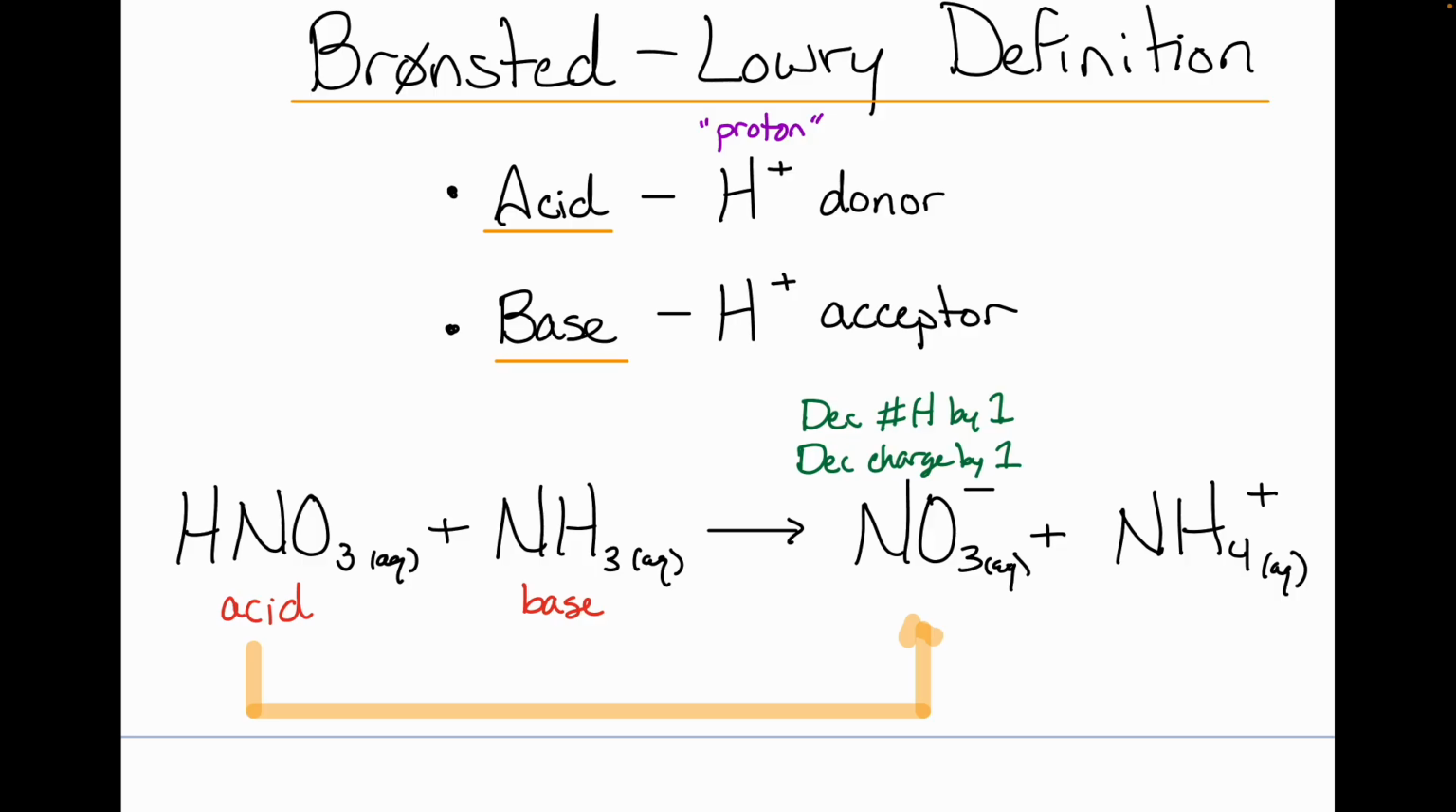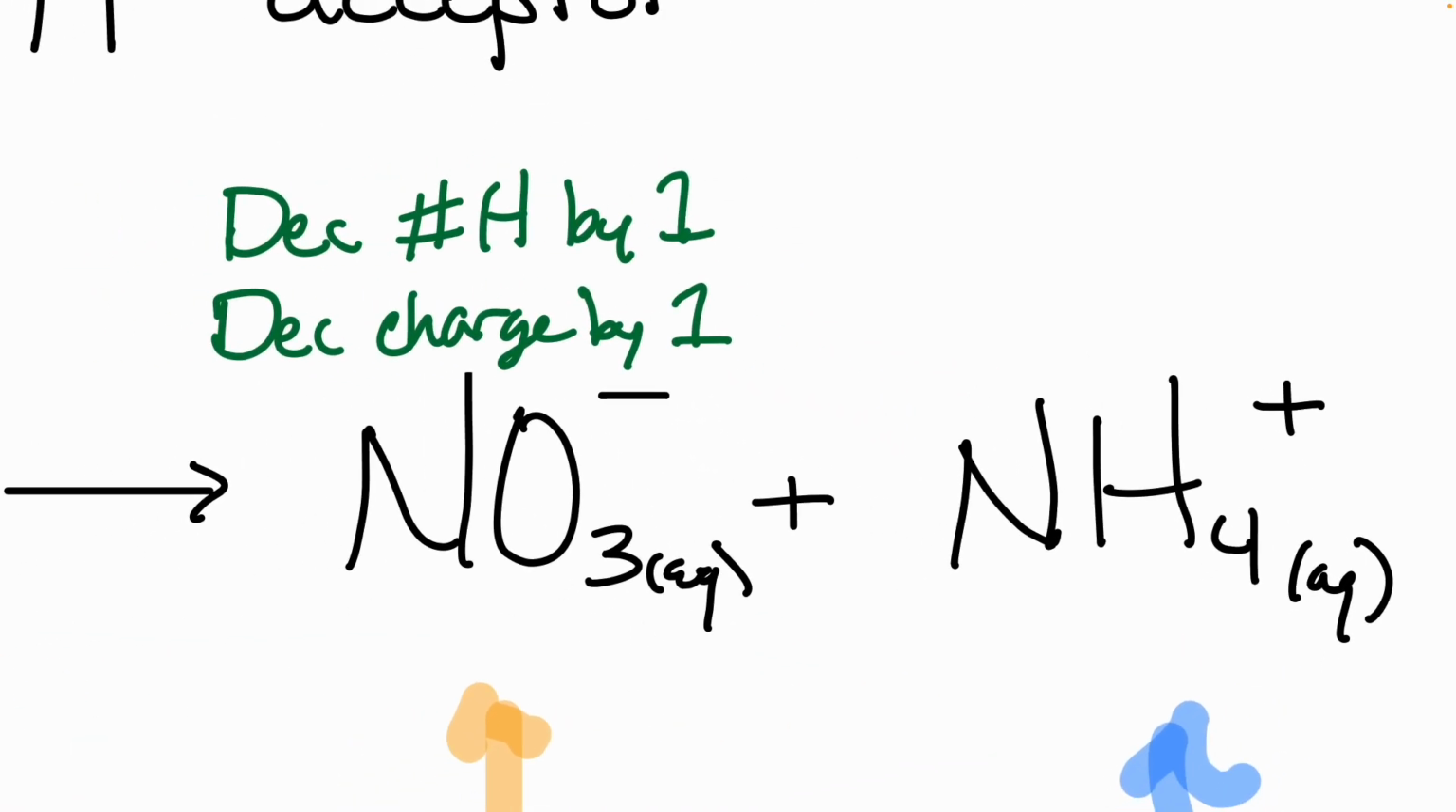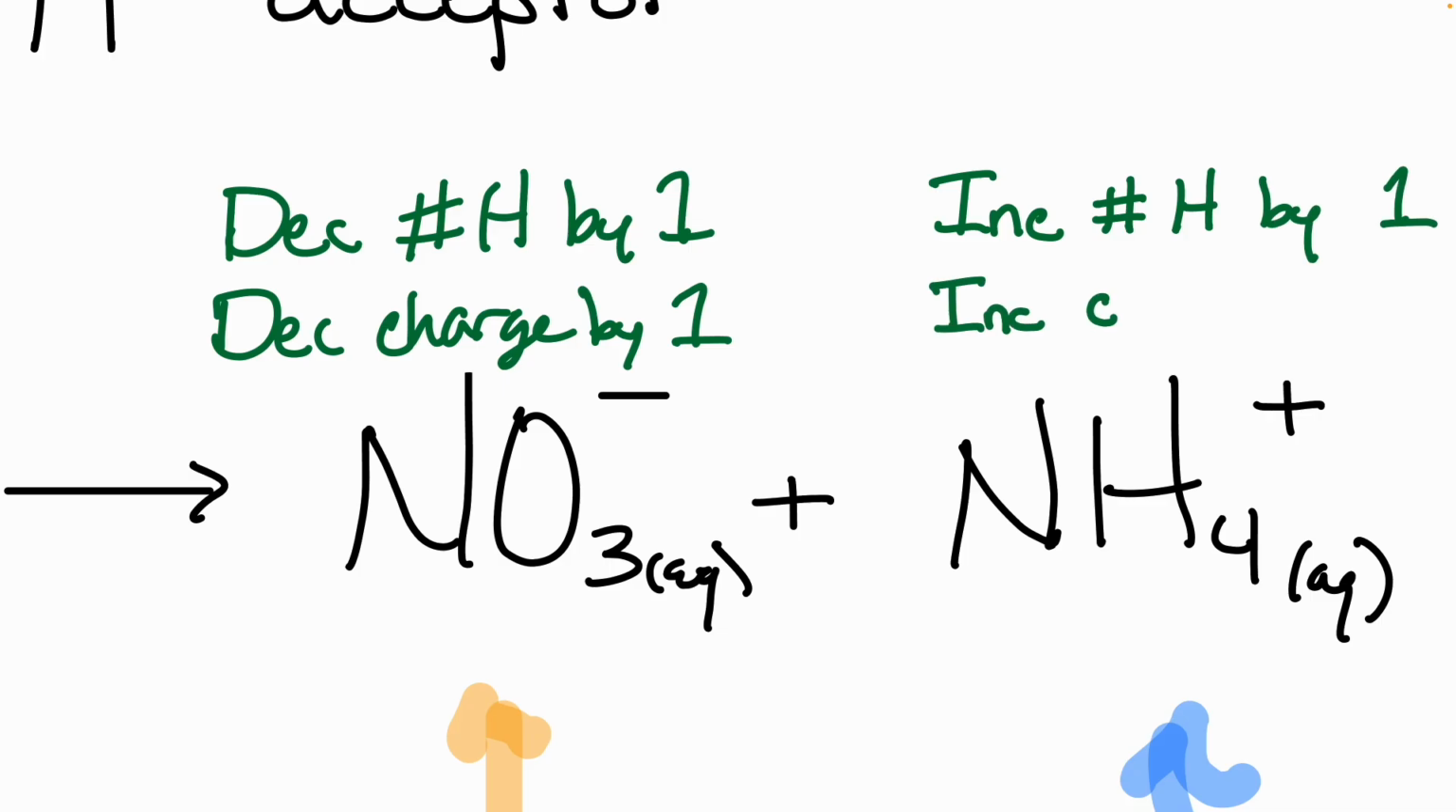All right, so how did I get my formula here? I took my base formula and I increased my number of hydrogens by 1. And I increased my charge by 1.